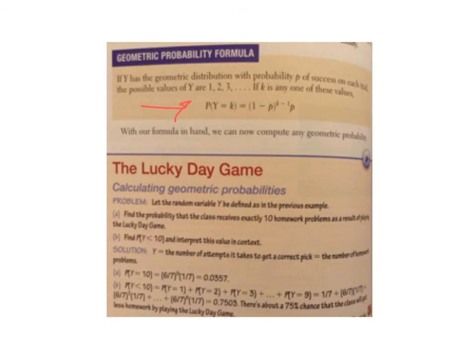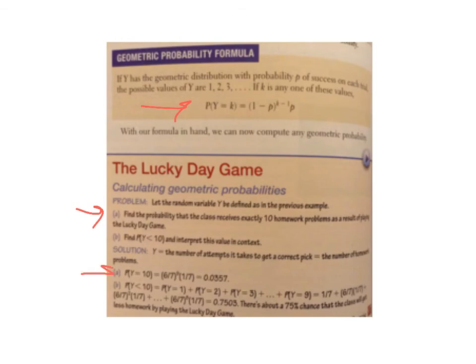The lucky day game, real quick, is basically where the teacher will assign them 10 homework problems, or they can decide to gamble on how many homework problems they will get. She will ask a student to choose a day of the week and then have the random number generator on her calculator generate a random number which stands for a certain day of the week, and as soon as a student gets it right, that's how many problems they have. So they could have just 1 problem for homework, or 2, 3, 4, 5, 6, 7. Part A wants the probability that the class receives exactly 10 homework problems as a result of playing the lucky day game.